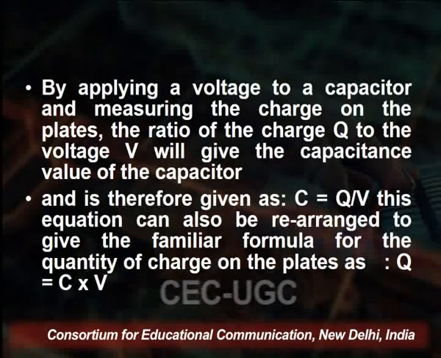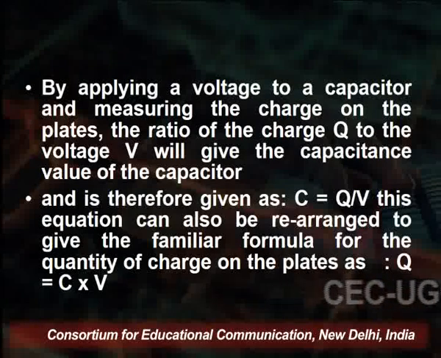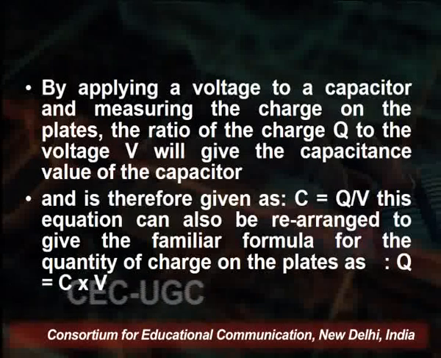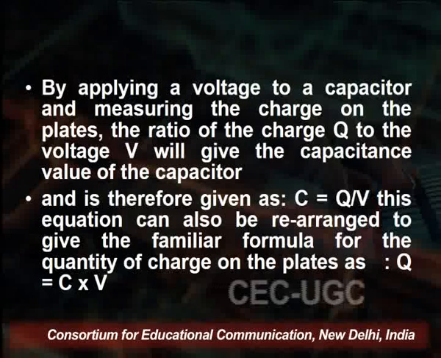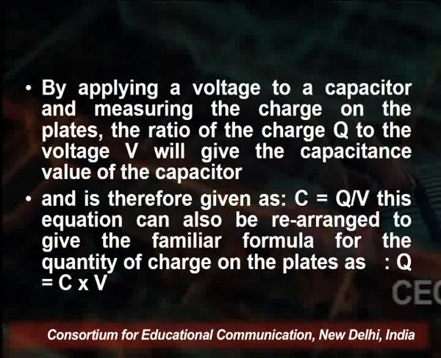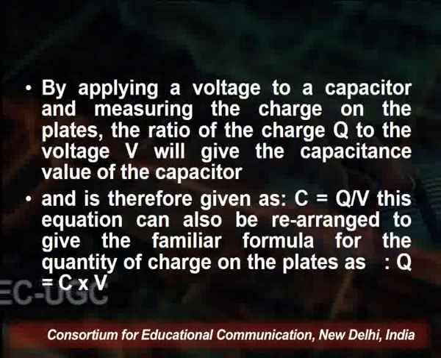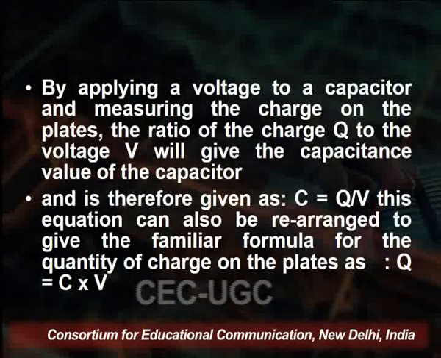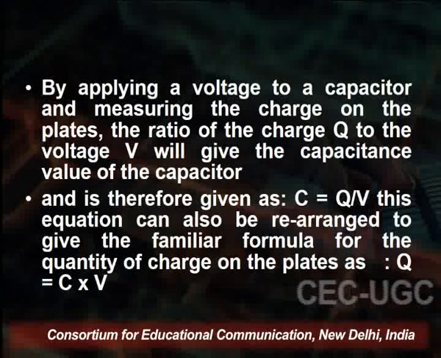In other words, larger plates, smaller distance, more capacitance we can have. If we have larger plates and a smaller distance between them, the capacitor value will increase. By applying a voltage to the capacitor and measuring the charge on the plates, the ratio of the charge Q to the voltage V will give the capacitance value of the capacitor. We denote it as C: the capacitance of a capacitor, C is equal to Q by V.